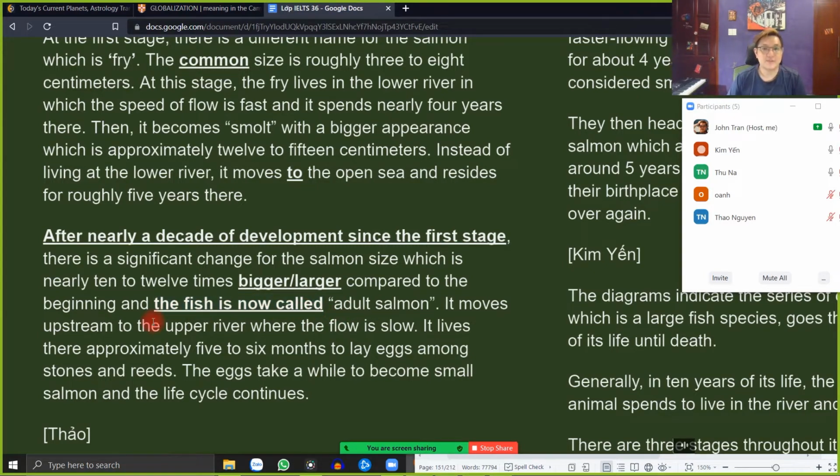It would be much more clear you say the fish is now called adult salmon. You know? Remember, your subject choice must be very clear. Cái sự sử dụng mà chủ ngữ nó phải rất là rõ ràng trong IELTS nha, nó phải rất rõ ràng luôn á. Phải rất là logic mới được, chứ không được mập mờ đâu nha.